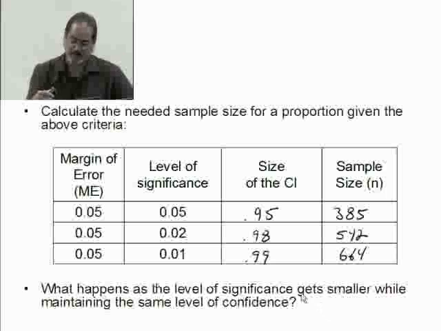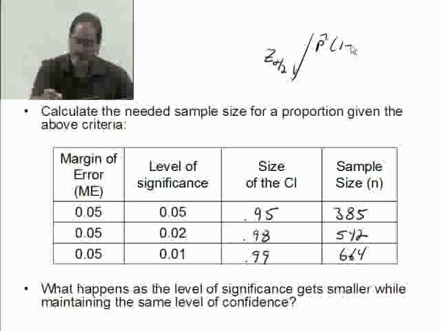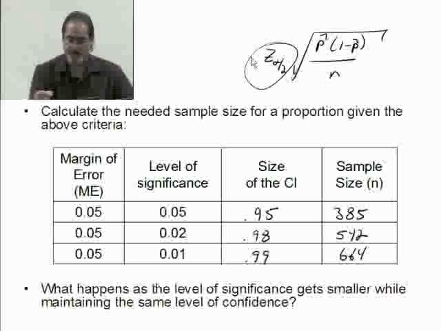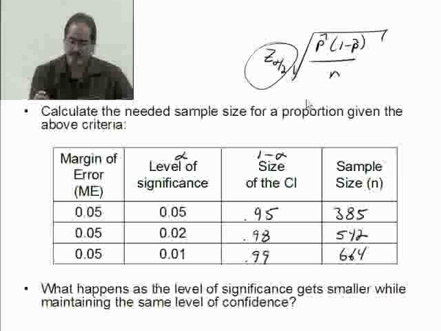Okay, what changed here? Well, if I change the significance level, really all I'm doing is I'm changing this part. I have z of alpha over 2 times the square root of p hat times 1 minus p hat, divided by n. This is what I'm changing. By changing the level of significance, I'm changing alpha. The level of significance is alpha. The size of the confidence interval is 1 minus alpha. So all I'm doing is I'm changing the z value. And you can see that the effect on the sample size is not nearly as dramatic as it was changing the margin of error.